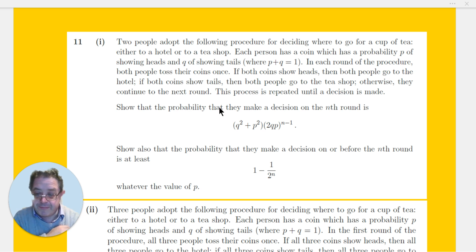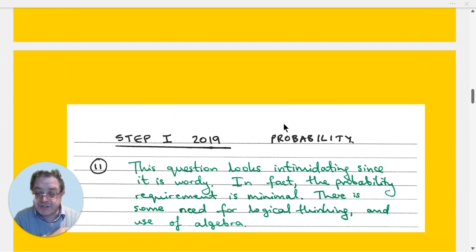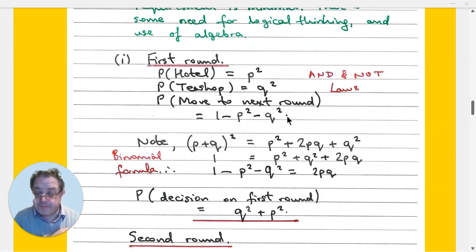Show that the probability that they make a decision on the nth round is (q squared plus p squared) times (2qp) to the n minus 1. So, analysing the situation: for the first round, they can go to the hotel, and the probability of that is p squared, or the tea shop, and the probability is q squared. And moving to the next round, that probability will be 1 take p squared take q squared. This is just using the AND and the NOT laws.